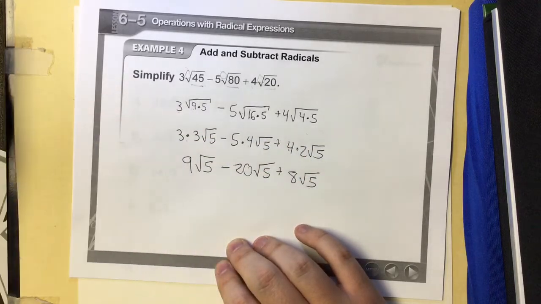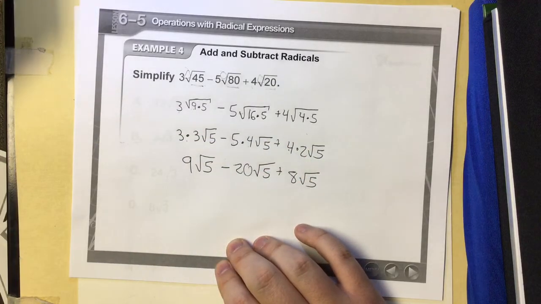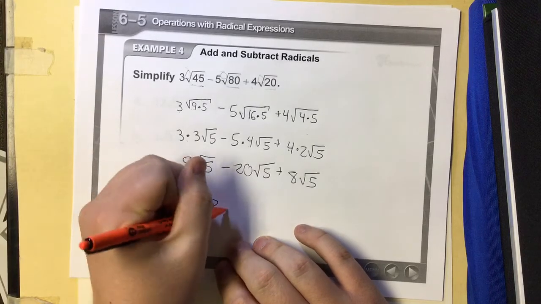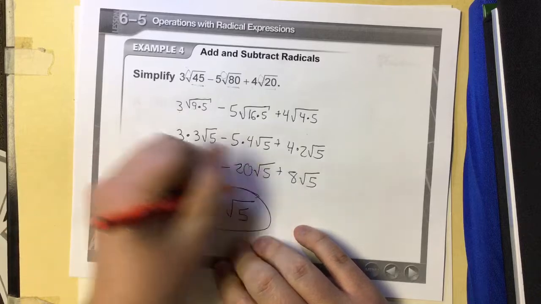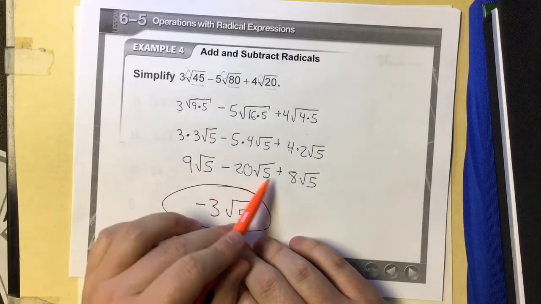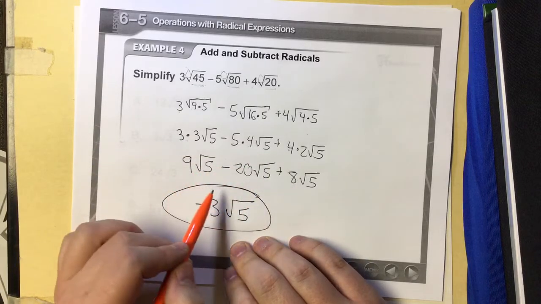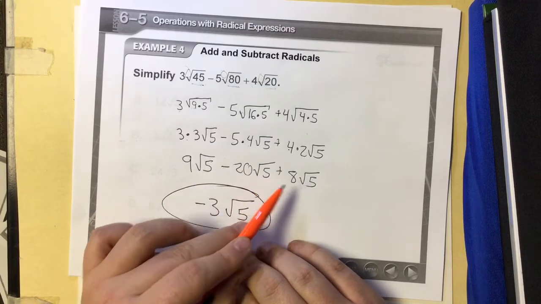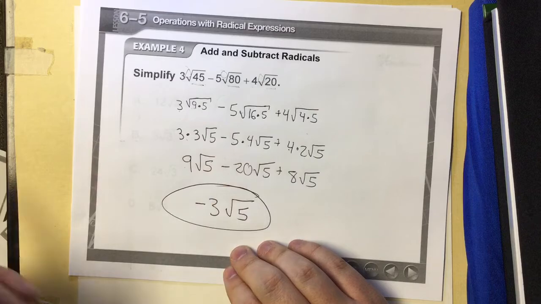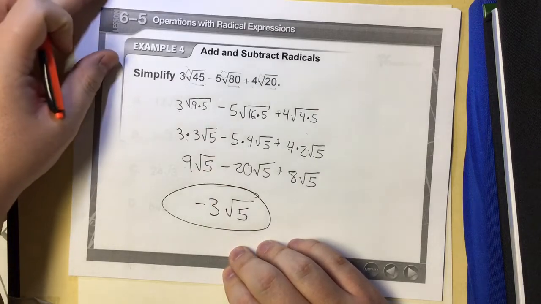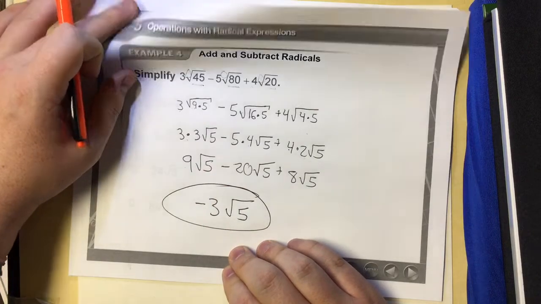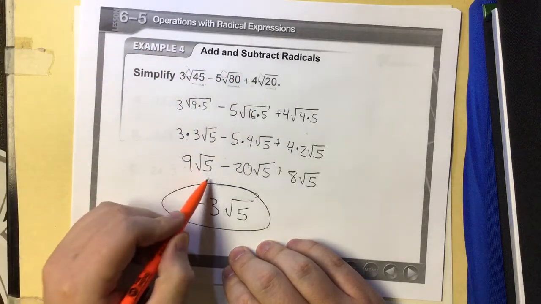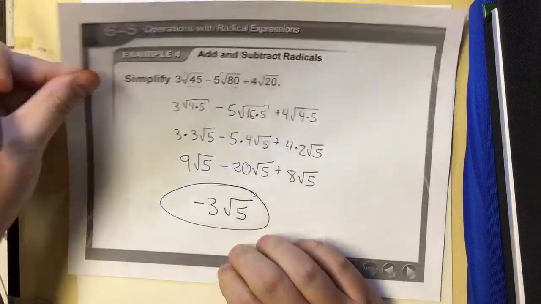And now we just add them up. 9 minus 20 plus 8 gives me negative 3 radical 5. Once you have them down to where the radicands are all the exact same number, you can almost think of it as like 9x minus 20x plus 8x, and just do 9 minus 20 plus 8 gives us negative 3, and the radical 5 drops down. So to add and subtract, you have to have the same radicand. To multiply, you only need the same index.